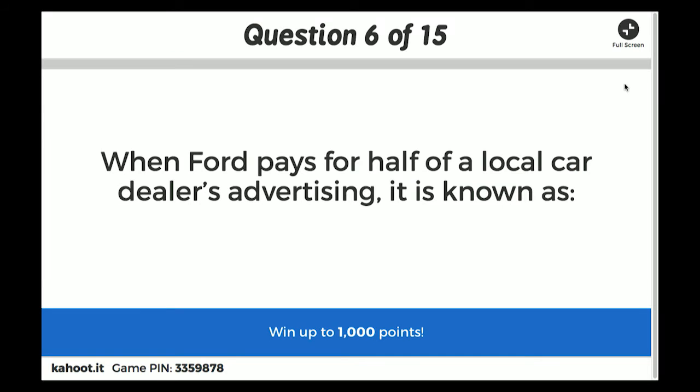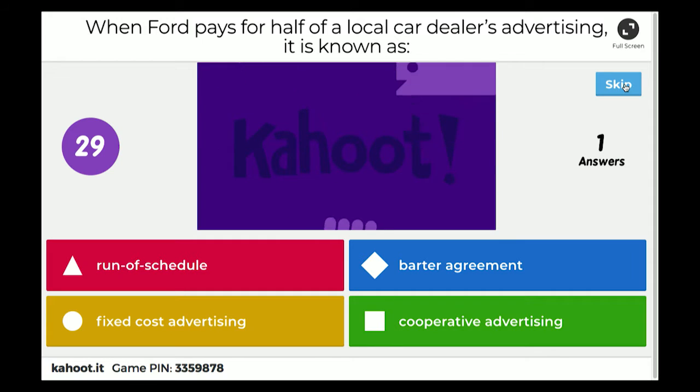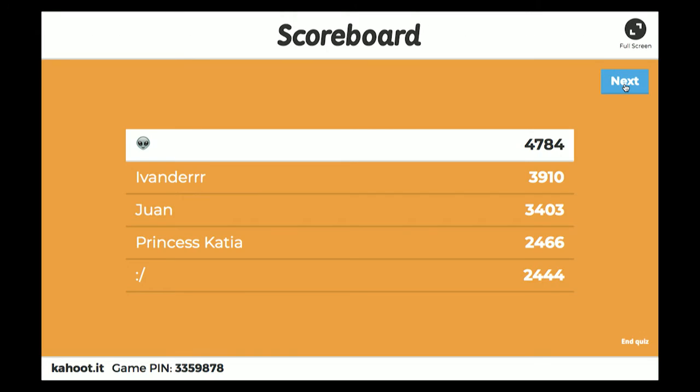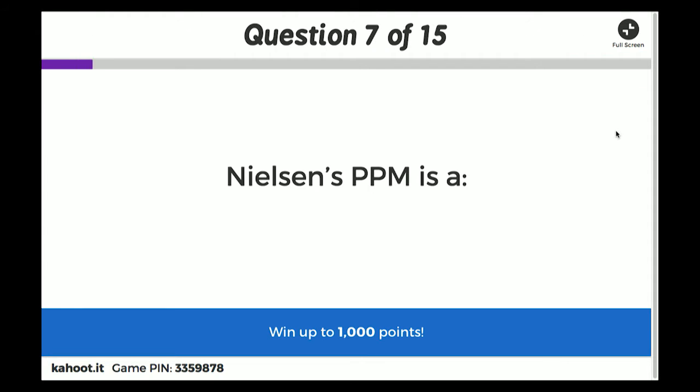Next up. When Ford pays for half of a local car dealer's advertising, it is known as what? What kind of ad deal is that? All right, that was cooperative advertising. It's a cooperation between the national manufacturer and the local sales division or whatever it is. Those two are cooperating. So that's cooperative advertising.